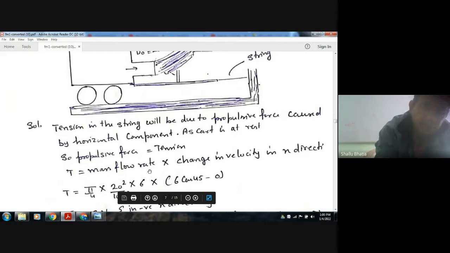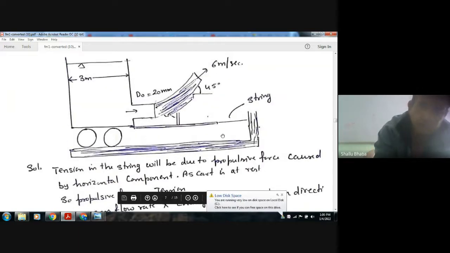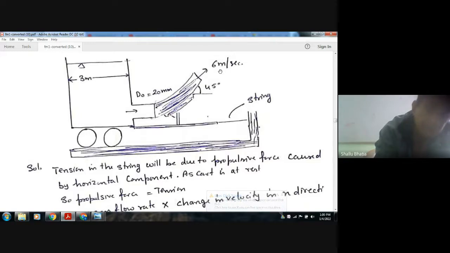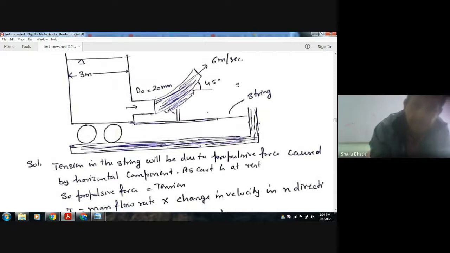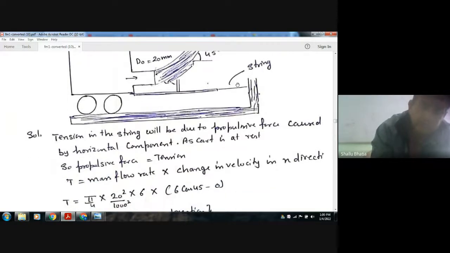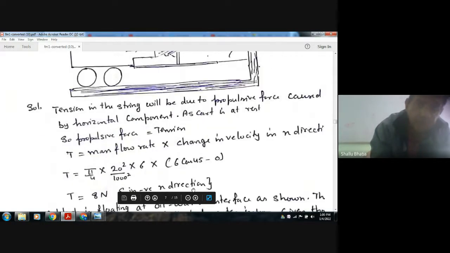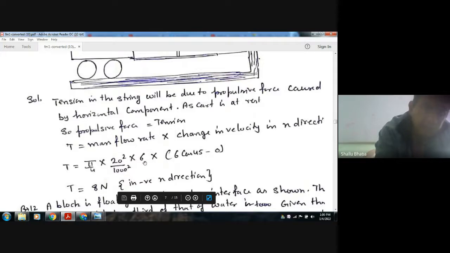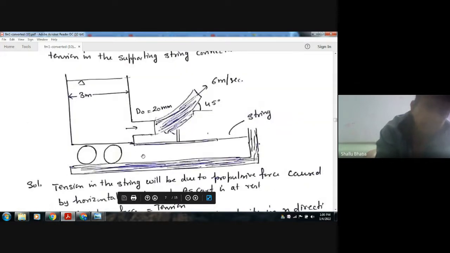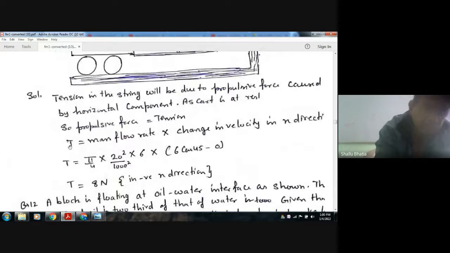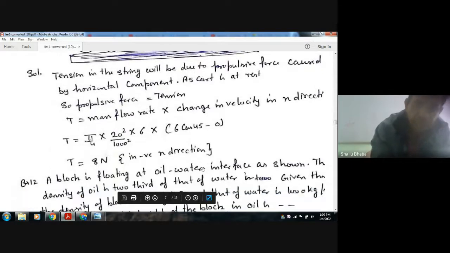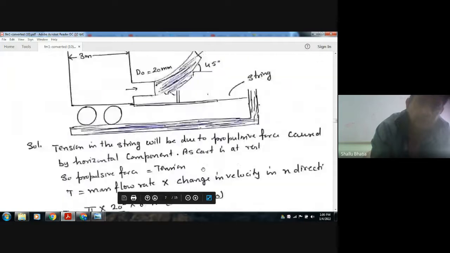So that is mass flow rate times change in velocity in the x direction. The velocity of the jet is 6 meter per second, or in the x direction it is 6 cos 45, and initially it is at rest. So the change in velocity is 6 cos 45, and the mass flow rate is rho times pi by 4 d square into 6, where d is the diameter and 6 is the velocity. So this is your tension: 8 Newton is the tension in the string.